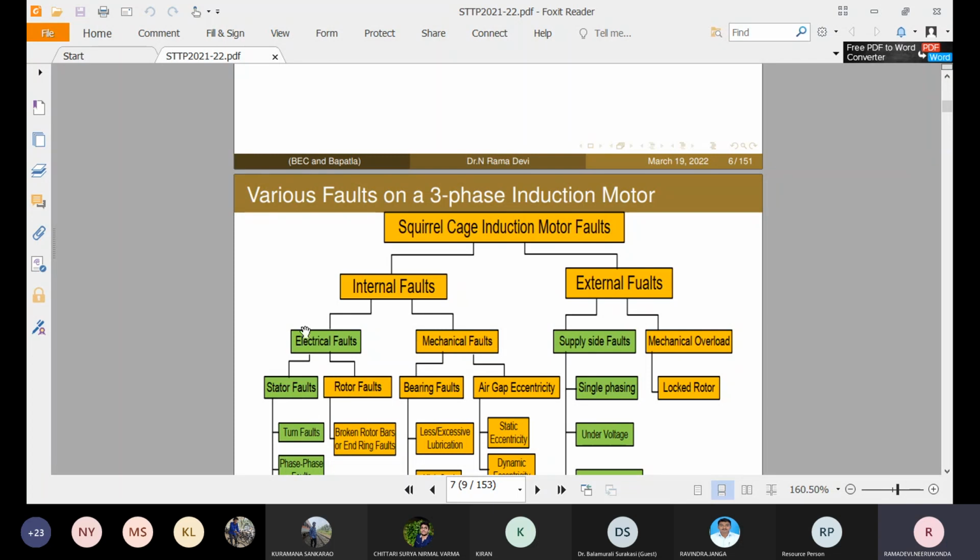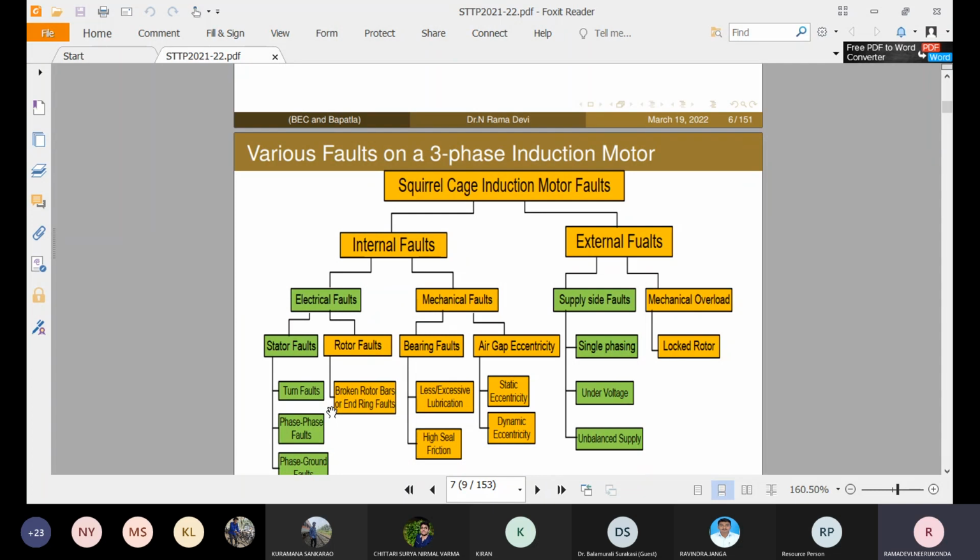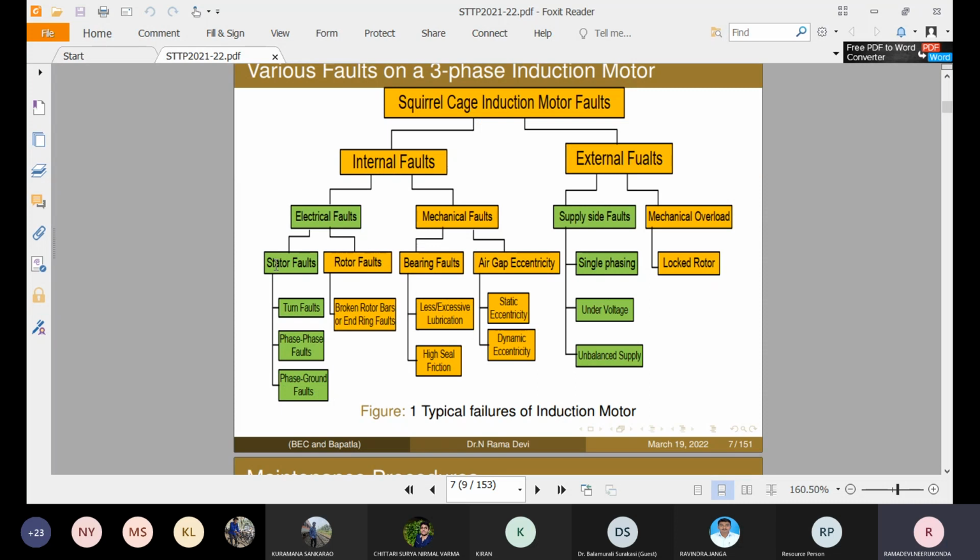The internal faults are again categorized into two types, electrical faults and mechanical faults. The external faults are categorized into supply side faults and mechanical overloads. The electrical faults happen in the stator and rotor of the motor. The stator faults are turn faults, phase to phase fault, phase to ground. Rotor faults are broken bars and end rings. In case of squirrel cage, it's broken bar faults. In case of slip ring induction motor, the rotor faults are related to end ring faults.